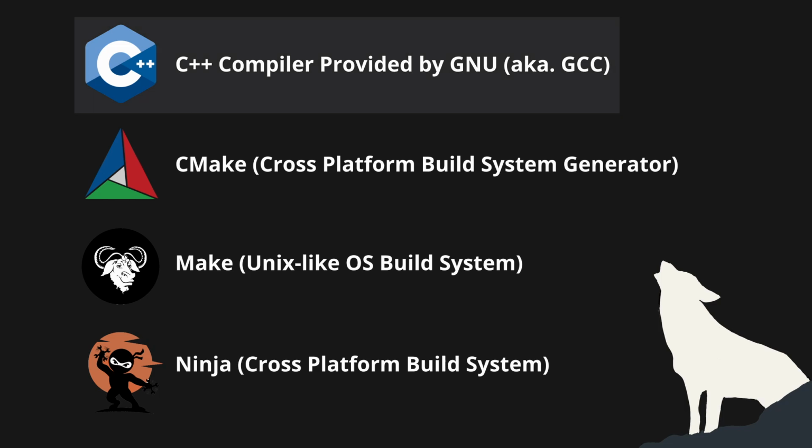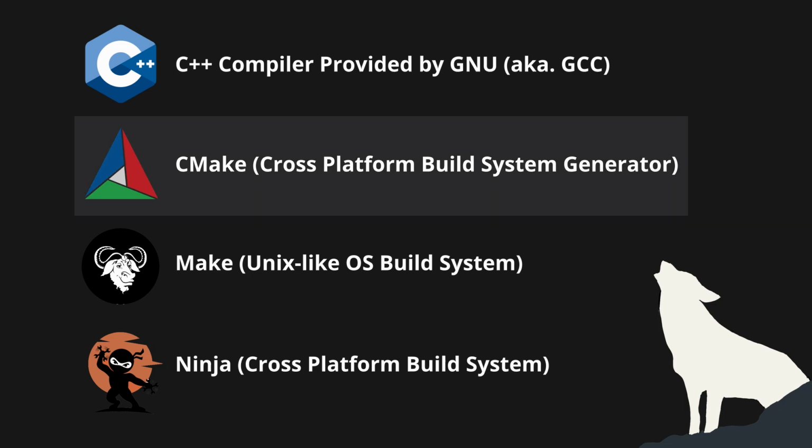To run your C++ code, first you need to be able to compile it to machine code. In order to do that, you need to install a C++ compiler. On Linux, the most popular choice is GCC. It's open source, widely used, and can handle large C++ projects.